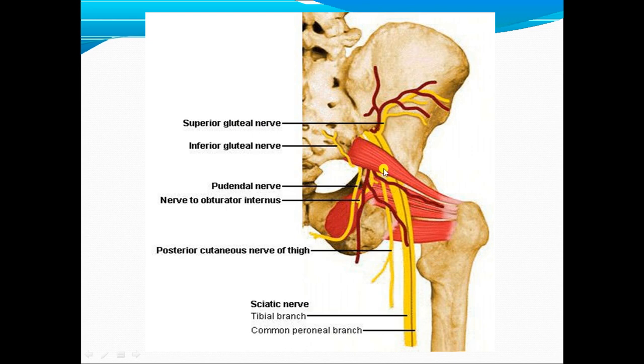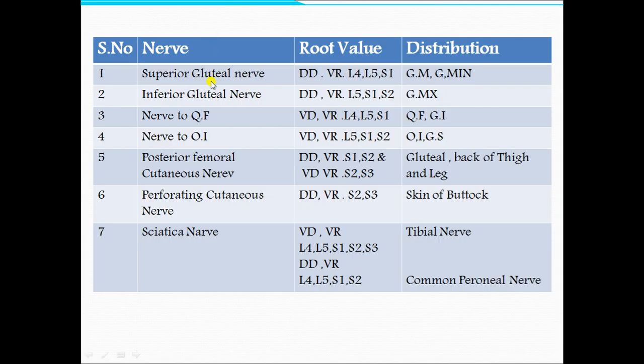Below the piriformis, from lateral to medial, these structures are arranged as the sciatic nerve, the nerve to quadratus femoris, the posterior cutaneous nerve of the thigh, the inferior gluteal nerve, and the nerve to obturator internus and the pudendal nerves. So these are the structures presented below the piriformis. So when you see here, these are the 7 nerves. We'll see each nerve.